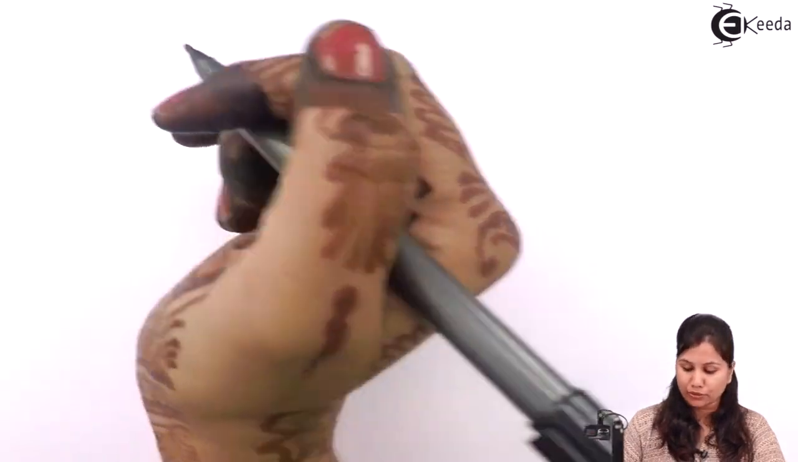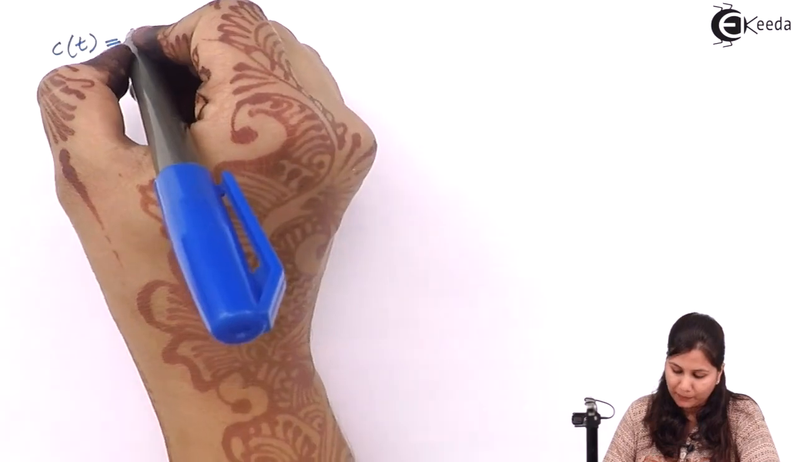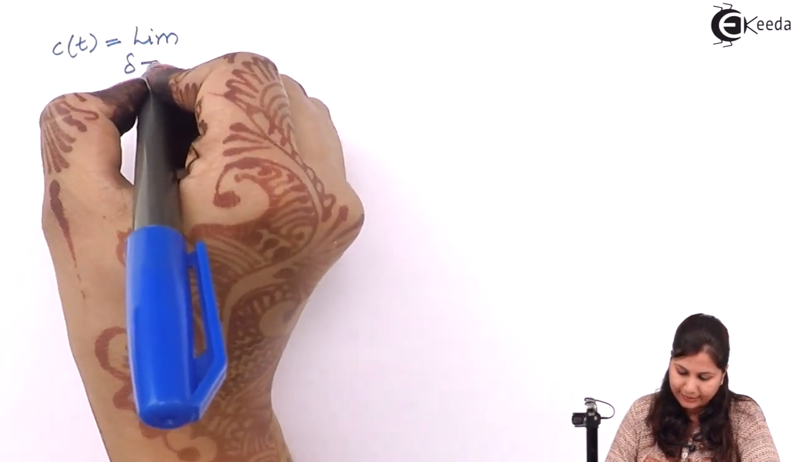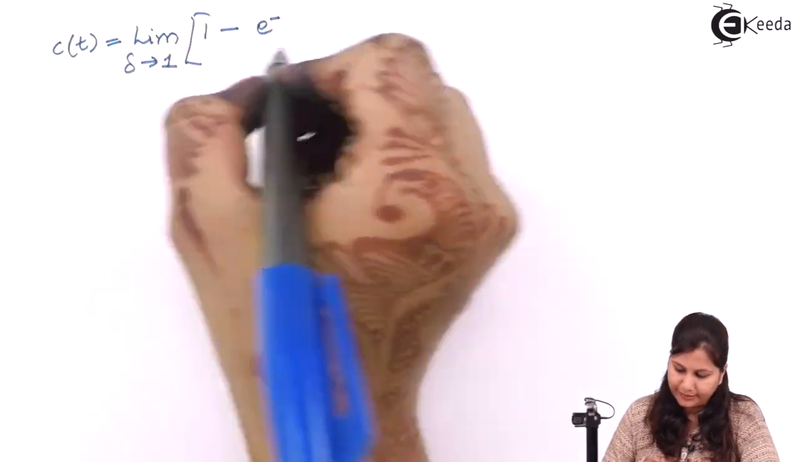To derive an expression for the time response of the critically damped system, we have to put the value of del equal to 1 in the output equation. So we will take the limits of that equation as del approaches 1, and then we will find the output response for the second order control system when del is equal to 1. So we have this c(t), the output response, and we will take the limits as del tends to 1, and then write the same equation here.